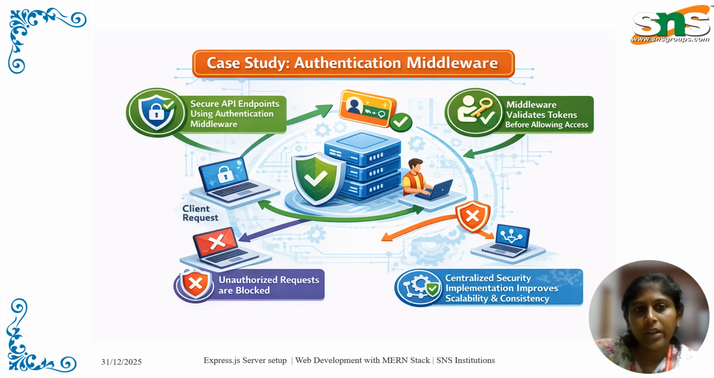So in real-world projects, routing and middleware work together. So middleware for authentication, middleware for logging, routers for handling endpoints, and controllers for business logic. So these are the layers. This layered architecture makes backend systems scalable and maintainable. So that's why Express is widely used in the industry.